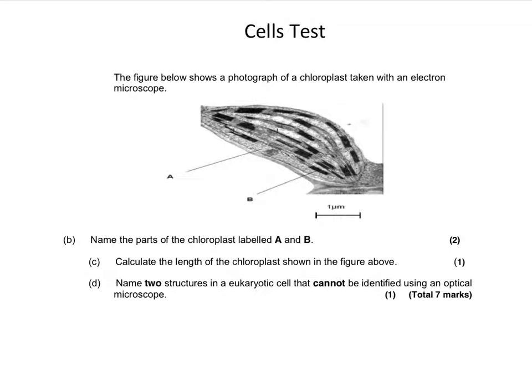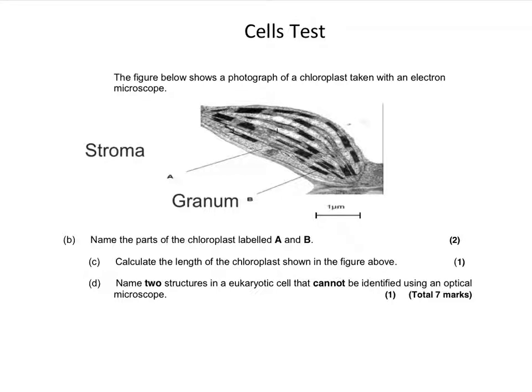Okay, on to 1B. Again, it is an assessment objective 1, so knowledge and recall, and it just wants you to name the parts of the chloroplast labelled A and B. So as you can see, the answers: A is stroma, B is granum. They would accept thylakoid as well for that answer.